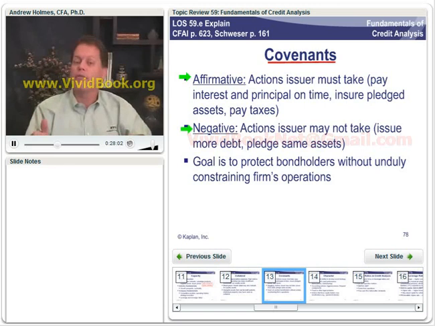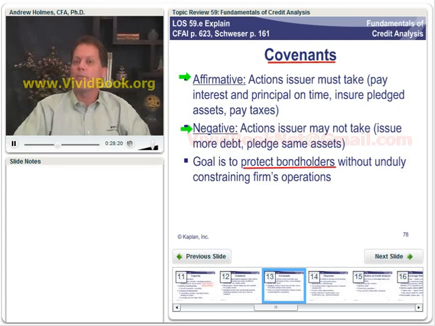Okay, affirmative covenants, those are things the firm must do. Okay, they've got to pay their interest and principal on time. They've got to pay their taxes. They've got to report their earnings to the trustee, all those types of things would be an affirmative covenant. So affirmative versus negative. And the goal here is to protect the bondholder.